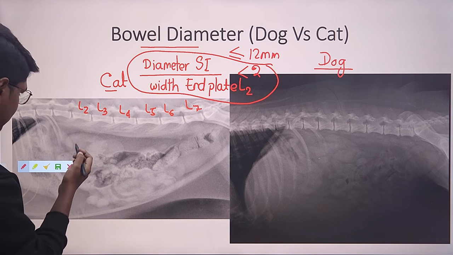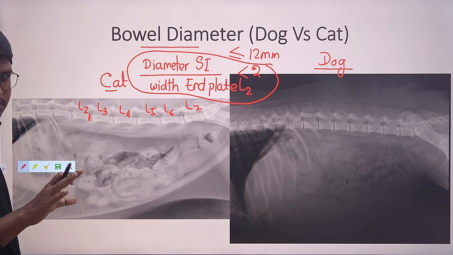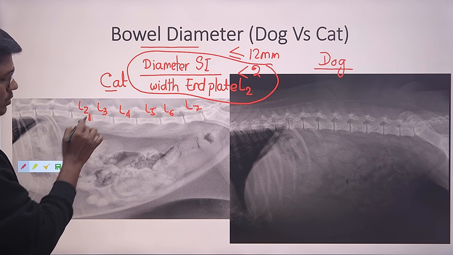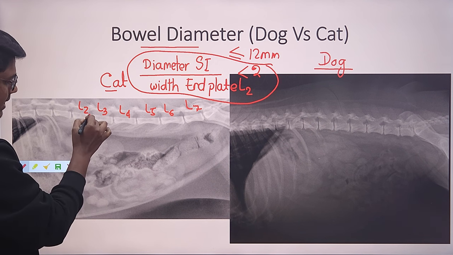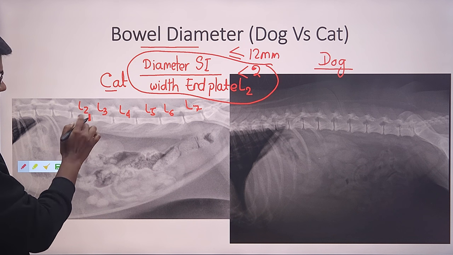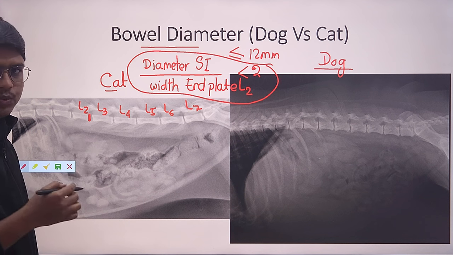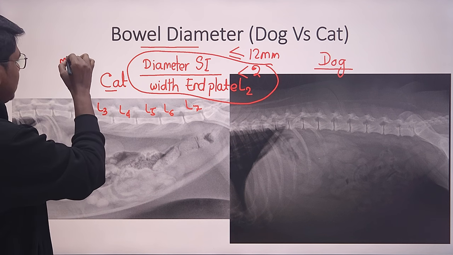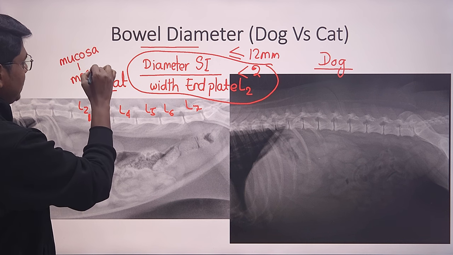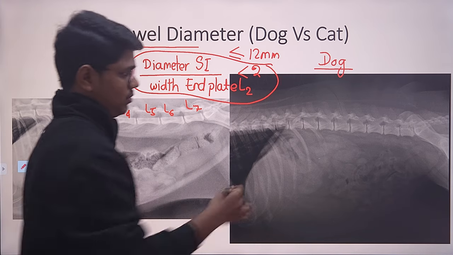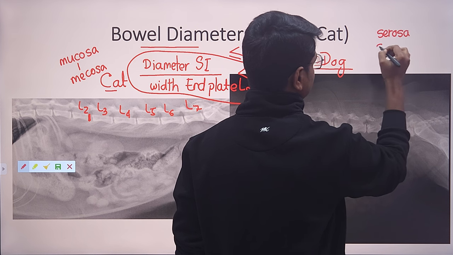What is the end plate of L2? This is L2, and this is the end plate. This height or width, whatever you want to call it. Technical terms may vary, but you should know the concept. This end plate height or width should be measured. Also, in the case of a cat, the width is measured from mucosa to mucosa. In the case of a dog, it is serosa to serosa, which we will discuss for the dog also.